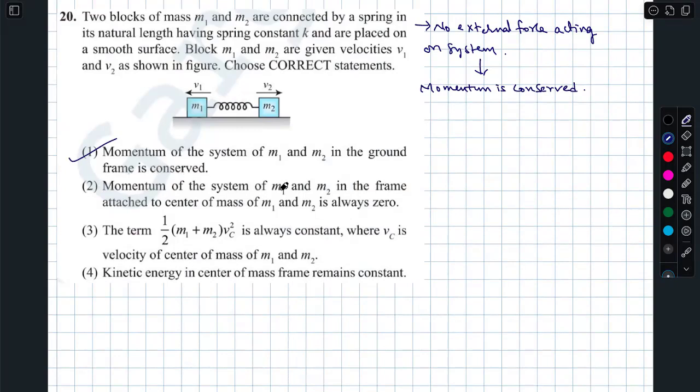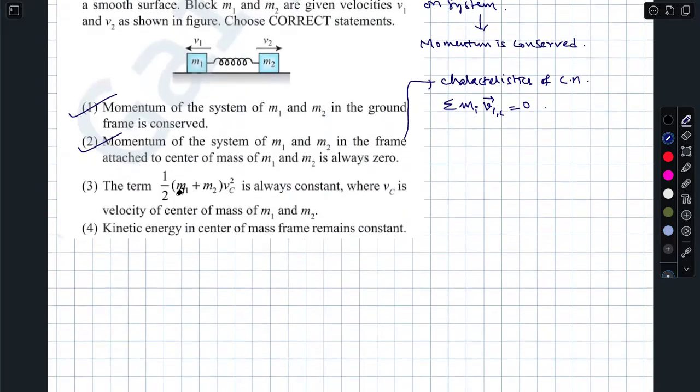Momentum of the system of mass M1 and M2 in the frame attached to the center of mass. Already, one of the characteristics of center of mass: in the C frame, momentum of the system is always zero. Characteristics of center of mass. In the C frame, the algebraic sum, already I have written this. Do you remember it or not? V_CM is 0. So therefore, 2 is correct.